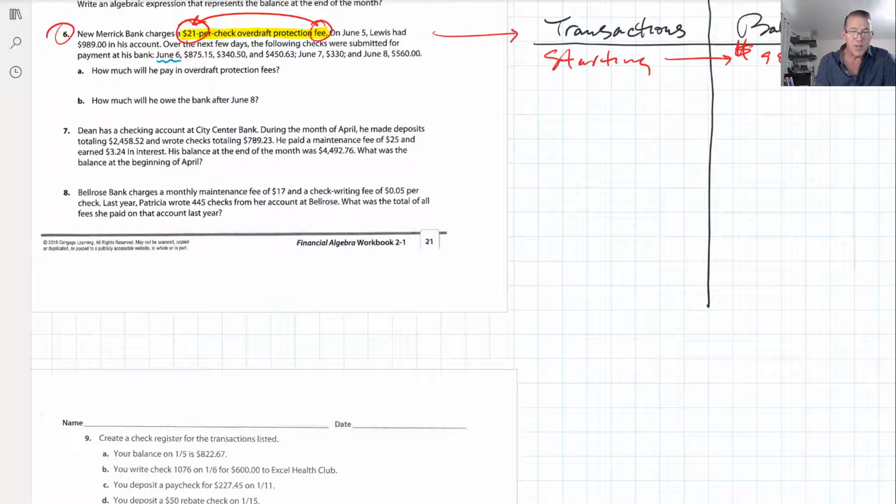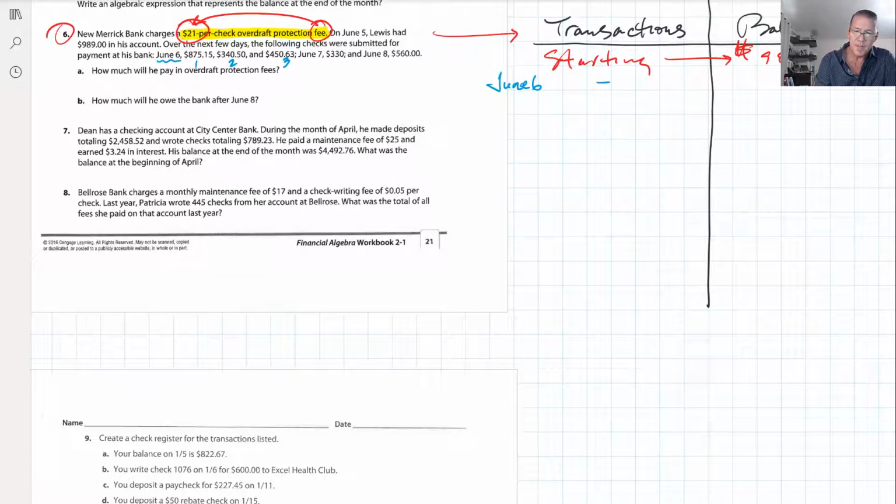So on June 6th, there are 3 checks that are going to be cleared, which means they're going to be debited from your bank. And remember, anytime you go negative here, you get assessed a $21 fee every single time you go negative, because once again, you are borrowing money from the bank. So on June 6th, the following things happen. First there's 3 checks, 1, 2, 3 checks here.